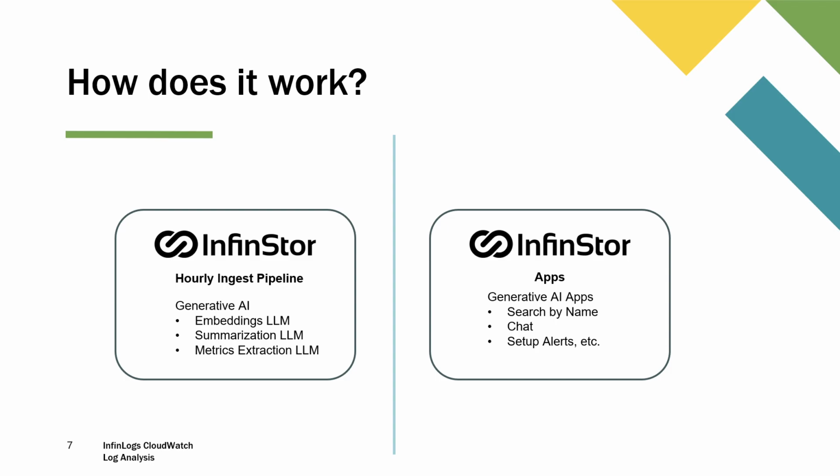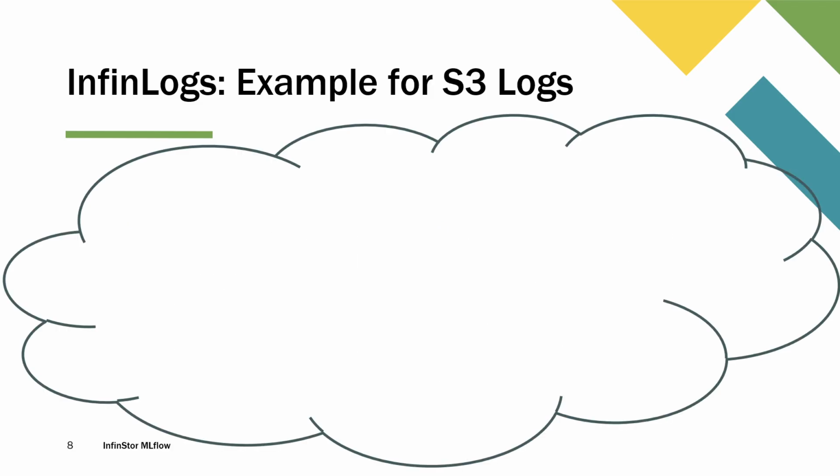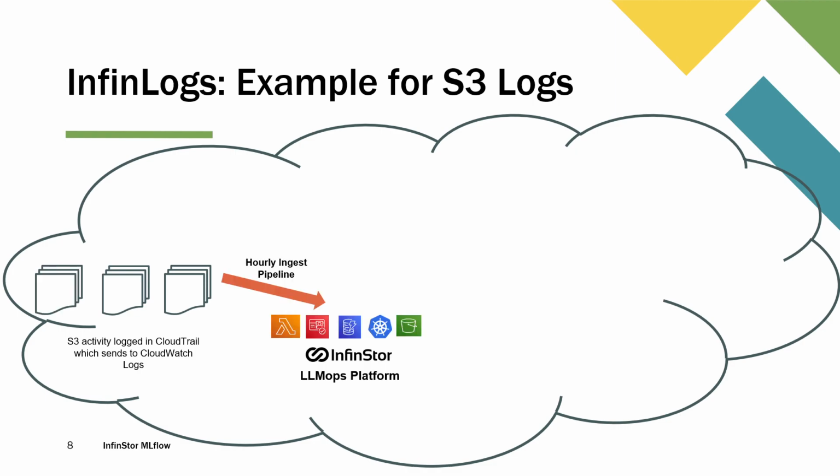Let's take another look at the architecture. We have the AWS cloud, S3 activity logged in CloudTrail, which is sent to CloudWatch logs. It's run through an ingest pipeline every hour. The ingest pipeline runs in the InfinStore LLM Ops platform, which is built using AWS Lambda and DynamoDB.